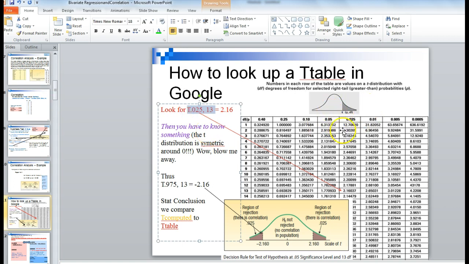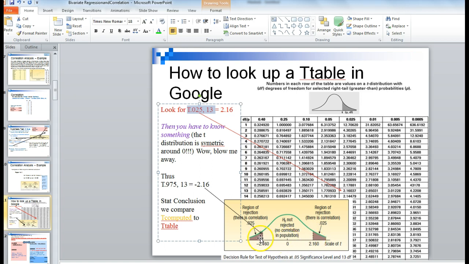We would look up T025 right here, and then 13 degrees of freedom. That would be 2.16. So that 2.16 is right here. This is T, 2.16. What you have to know is that 2.5% of the distribution lies to the right, and this is 2.16 standard deviations away from 0, which is basically what this means. This is 2.16 standard deviations to the right.